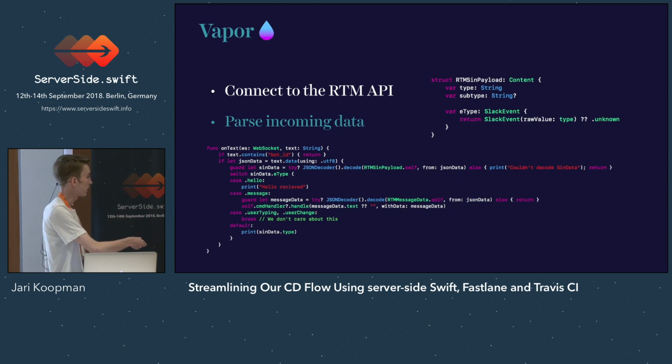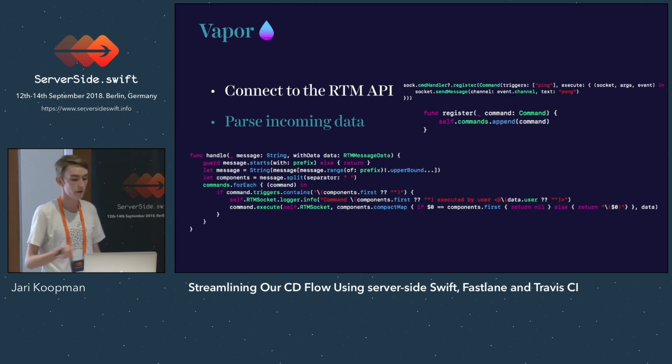And then we have this here, which we basically ignore because users are typing a lot, and if we would log every single one of those, that would just end up really not nice. Same with user changes. People tend to change their avatar a lot. I don't know why, but it was spamming our logs. And for every other event, we just print out the type that we're getting, but we don't really do anything with it. So let's look at these commands.